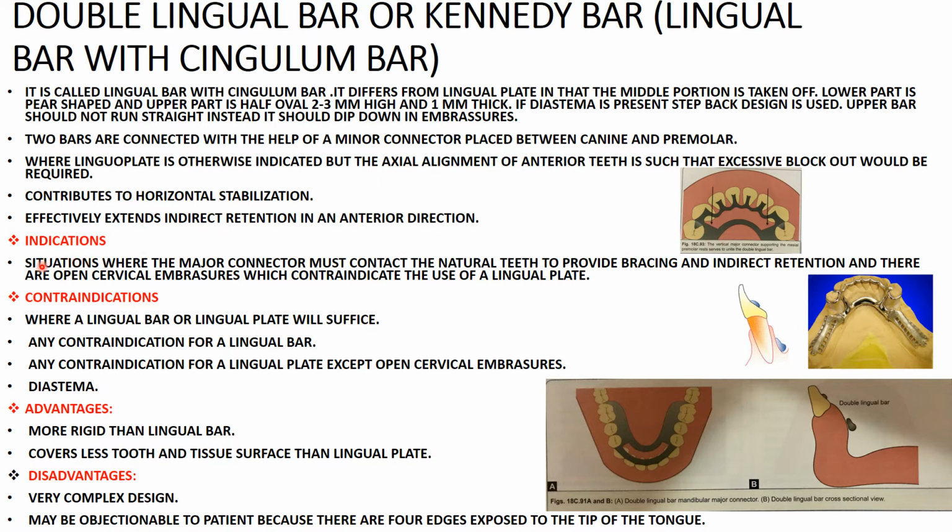Indications: situations where the major connector must contact the natural teeth to provide bracing and indirect retention. Contraindication: where a lingual bar or a lingual plate will suffice. Basically, whatever contraindications were there for the lingual bar and lingual plate apply the same for the double lingual bar, except open embrasures. Then the contraindication again is diastema.